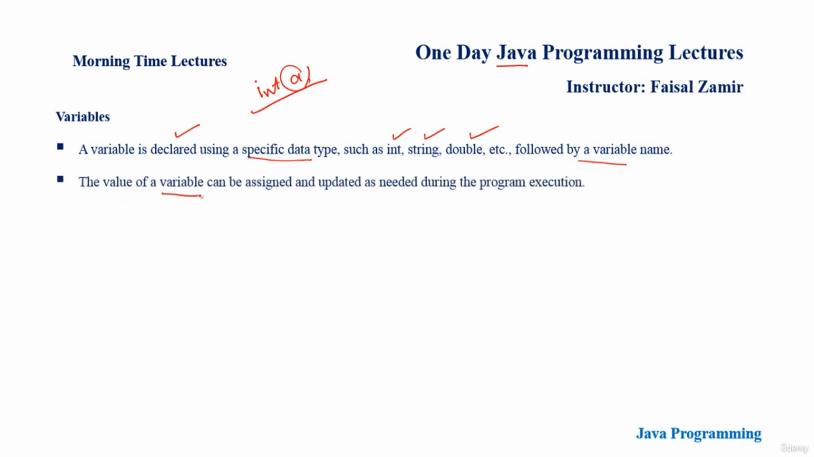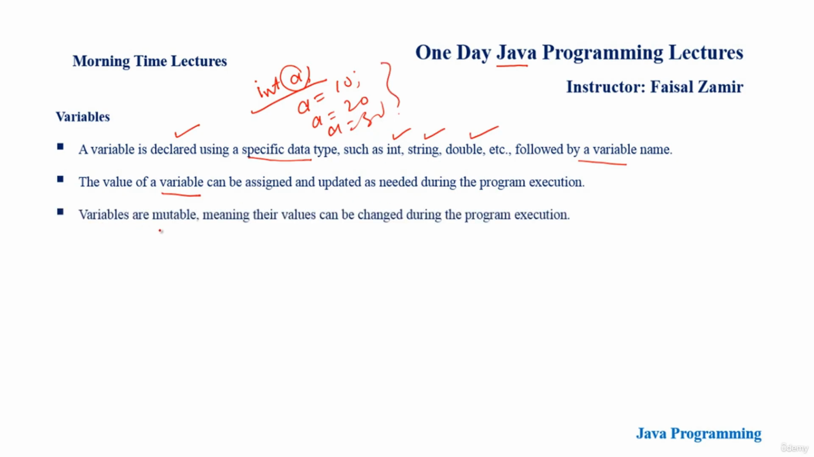The value of a variable can be assigned and updated as needed during program execution. For example, I provided a value of 10 to this variable. I want to update its value to 20 or 30, so I can update the value of the variable. Variables are mutable. Mutable means this is mutability, which means that you can update the variable value, meaning their value can be changed during program execution.